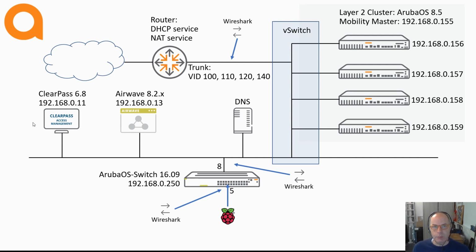One Wireshark is monitoring the ingress traffic from the Raspberry Pi. The second Wireshark is monitoring the uplink, so that one is showing the tunnel packets, and the third Wireshark monitors the egress port of the mobility controller.